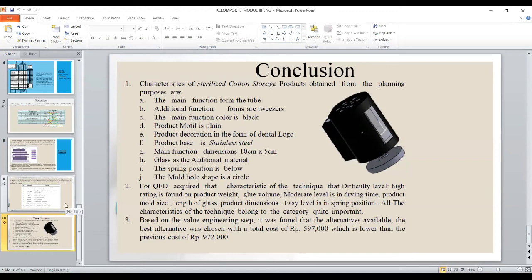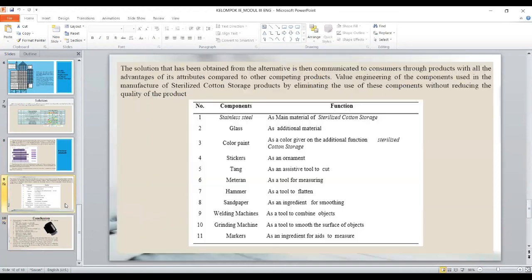On our slide, we use a hammer for component number 7 as a tool to flatten, because when we buy the stainless steel, it will roll up. So we need to flatten it to make it straight rather than letting it roll up again and again.